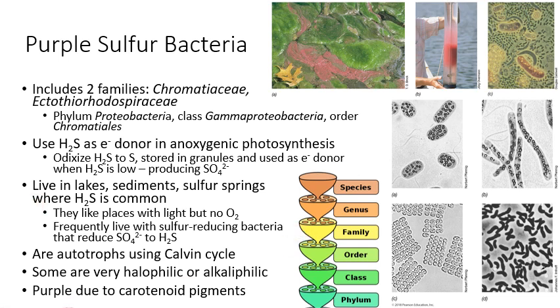The purple sulfur bacteria are all going to be using hydrogen sulfide, or H2S, as an electron donor for their anoxygenic photosynthesis. Once H2S has donated its electron, it becomes just sulfur. Then they're going to store that sulfur in little granules, and then they can use it later on as an electron donor as well. So when they run out of hydrogen sulfide, they would have converted all of it to sulfur. Then they can turn around and use the sulfur as an electron donor and oxidize that to sulfate.